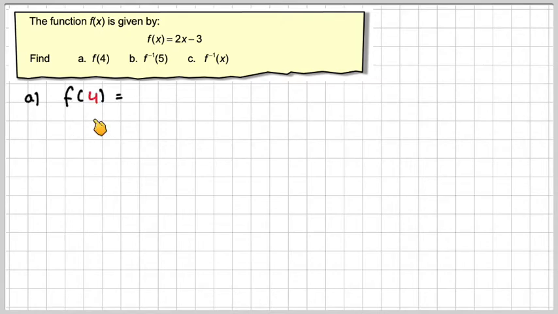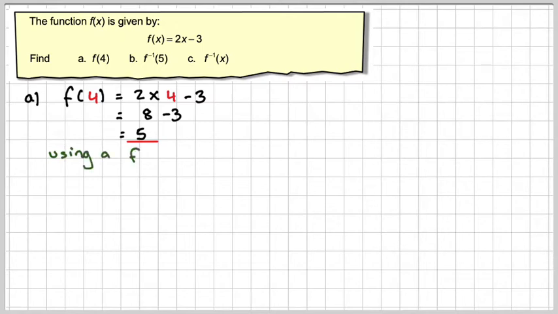Okay, so we've got f of 4 is going to be equal to 2 times 4, take away 3, which will give me 8 minus 3, which will give me 5. This is sort of the traditional way of doing it. Now, we could have done it like this.